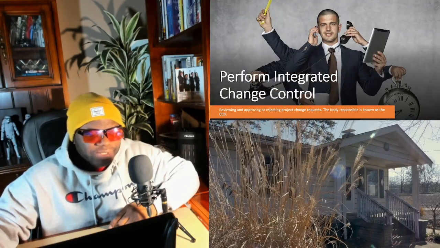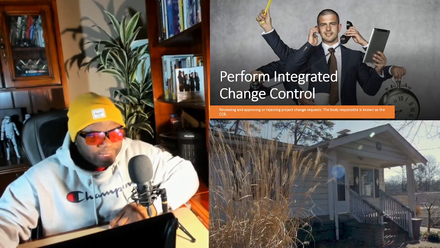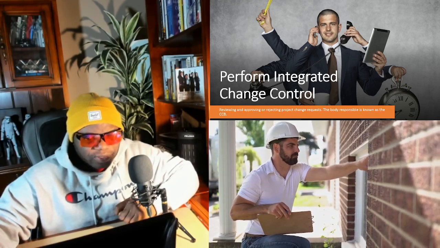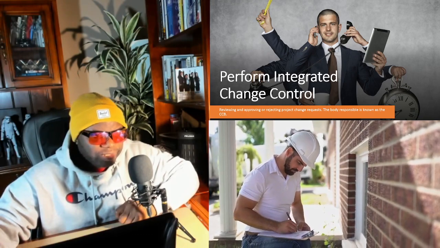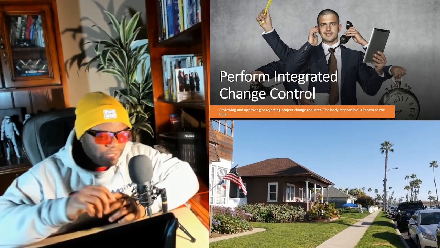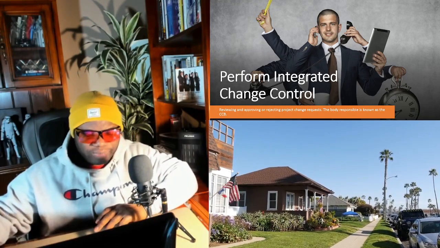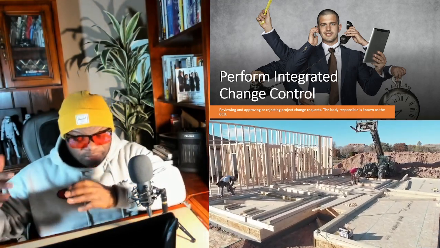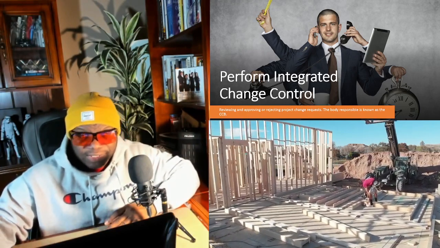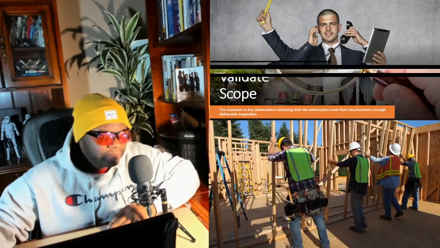The next thing that happens is perform integrated change control. It's reviewing and approving or rejecting project change requests. The body responsible is known as the Change Control Board. So you send change requests to the CCB. After you've done an impact analysis on them, the CCB takes a look at your impact analysis as a project manager, takes a look at the change request from their own perspective, and they decide a yay or nay. Let's go forward with it, let's do it, or let's reject it.